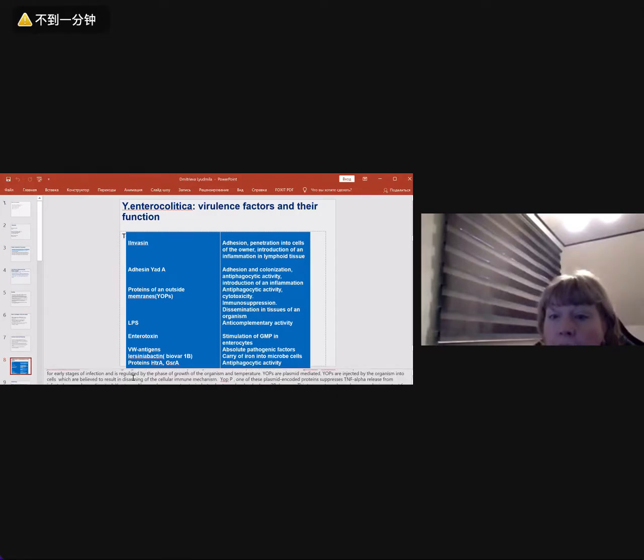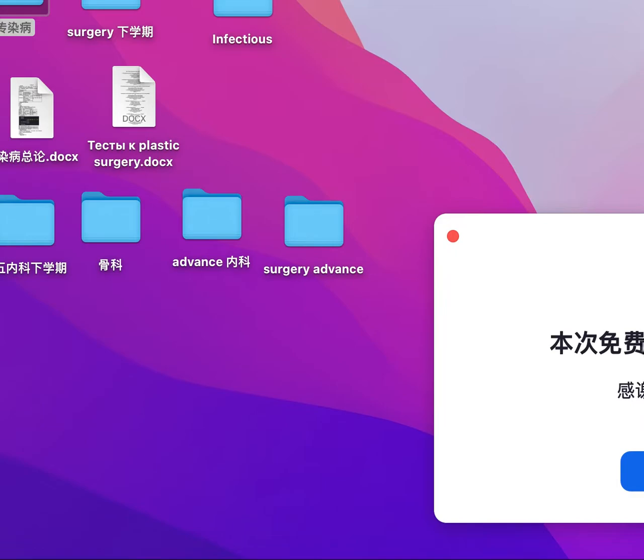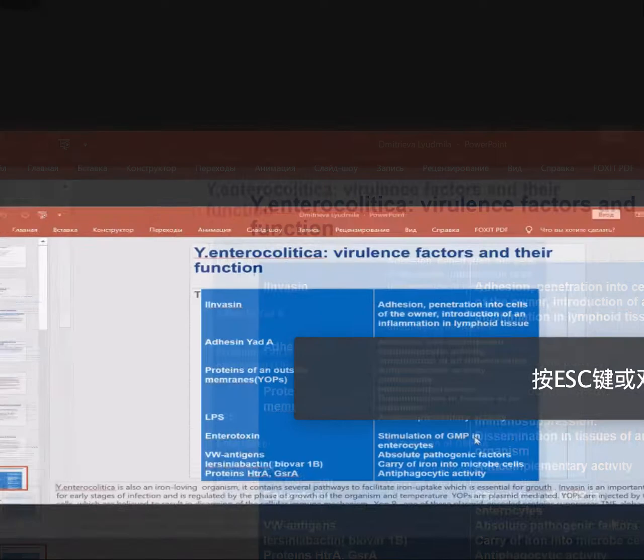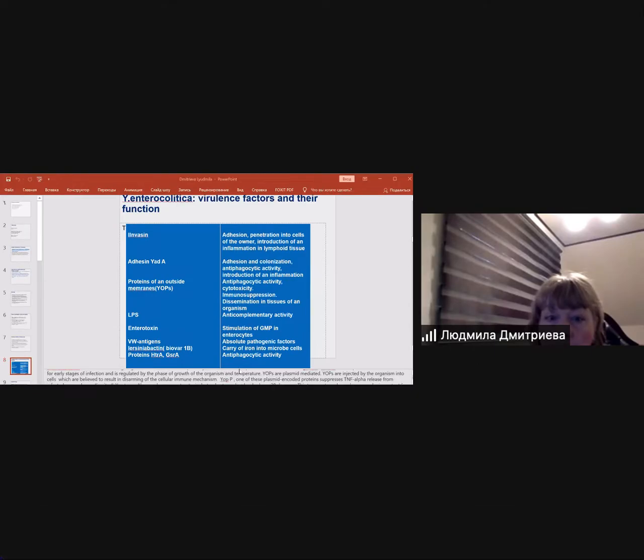And doctors, Yersinia autoproteins are injected by the organism into cells, which is believed to result in destroying of the cellular immune mechanism. Yersinia outer protein P is one of these plasmid encoded proteins. And doctors, I want to say several words about, just a moment.